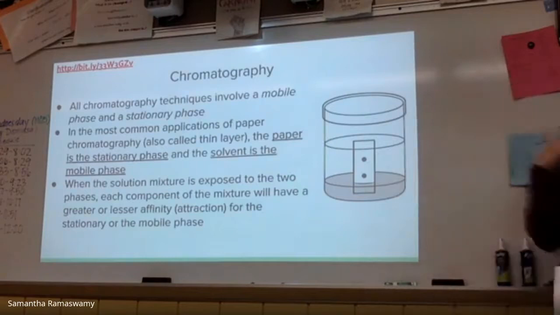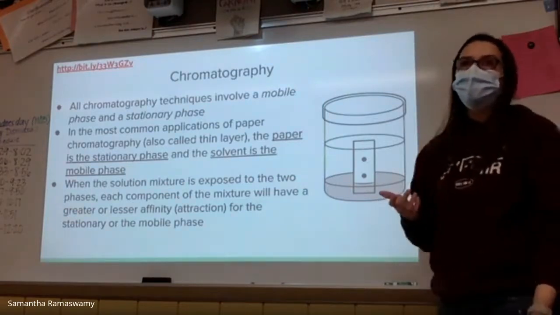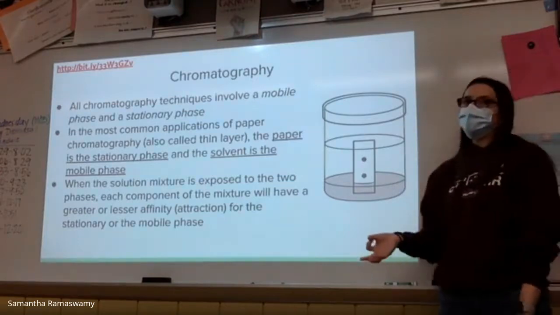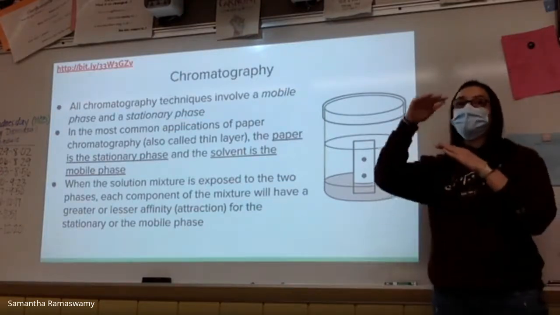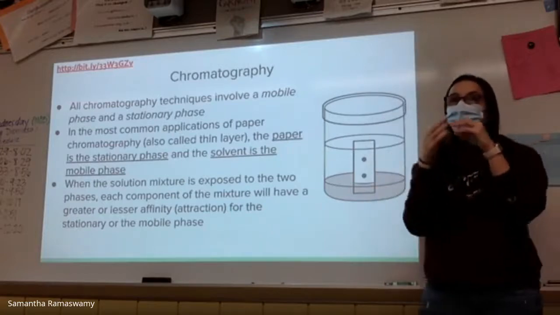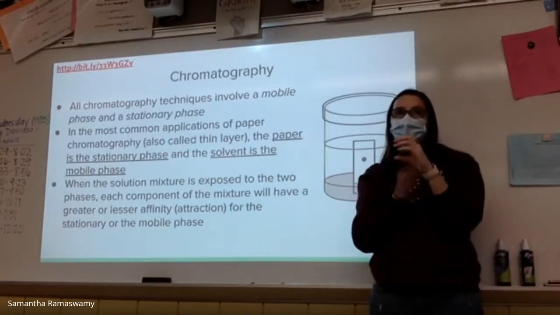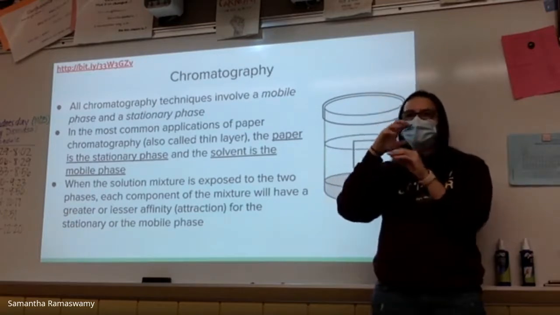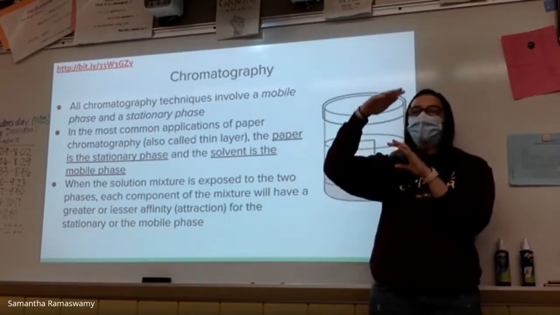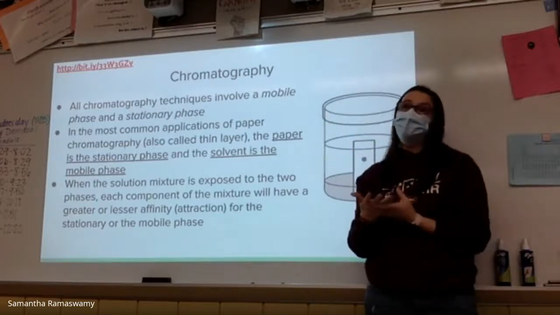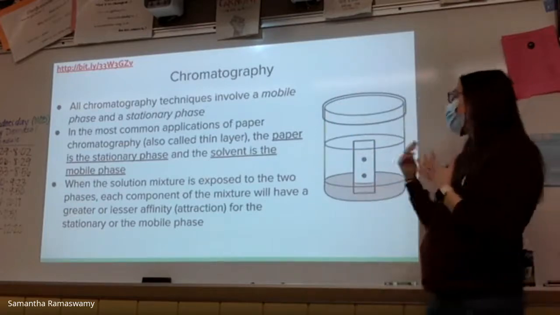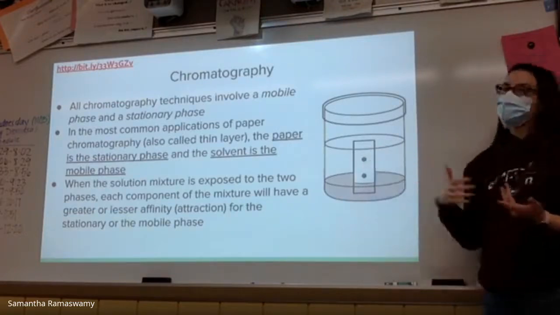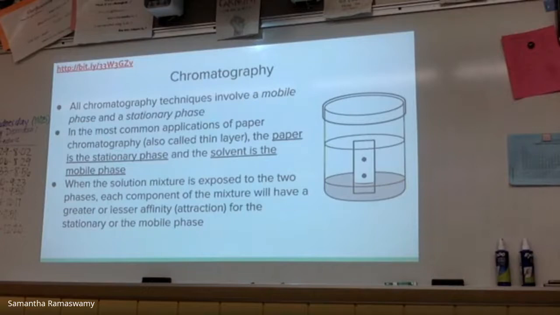If you did the unknown in lab, you saw that there were 3 different colors of the unknown, and they actually separated out. If you looked at it initially, it was kind of a purple color. Then as it started to move, you noticed it was kind of a green color, and then it actually spread into 3 distinct colors. That's because every dye had a different attraction to the solvent and to the paper.